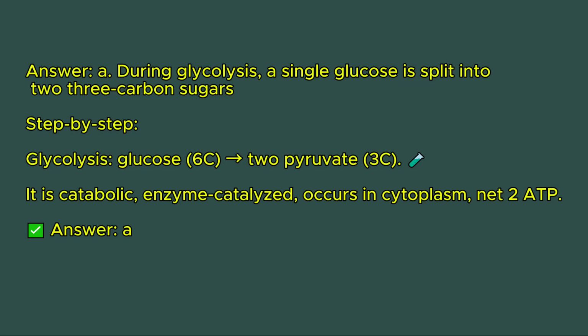Answer: A. During glycolysis, a single glucose is split into 2 3-carbon sugars, step by step. Glycolysis: glucose 6C to 2 pyruvate 3C. It is catabolic, enzyme catalyzed, occurs in the cytoplasm, net 2 ATP. Answer: A.